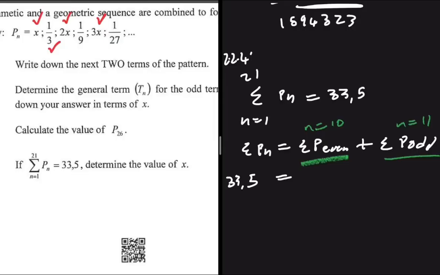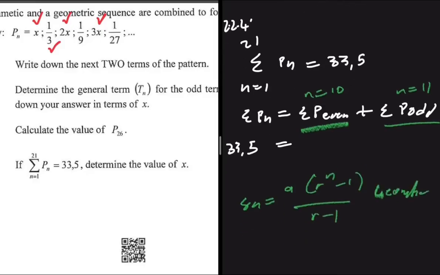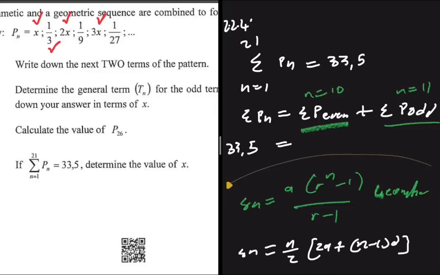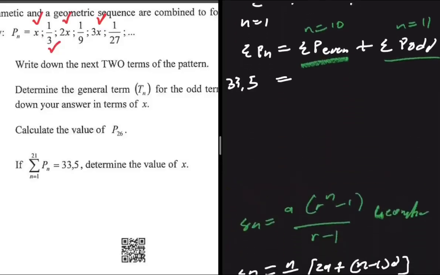So the sum of the even will be equal to, just a reminder, Sn is equal to a multiplied by r to the n minus 1 divided by r minus 1. This is for a geometric sequence, or geometric series, so to say. And the sum for an arithmetic series is n divided by 2 multiplied by 2a plus n minus 1 multiplied by d. So let's just put this down here because we are going to use it.